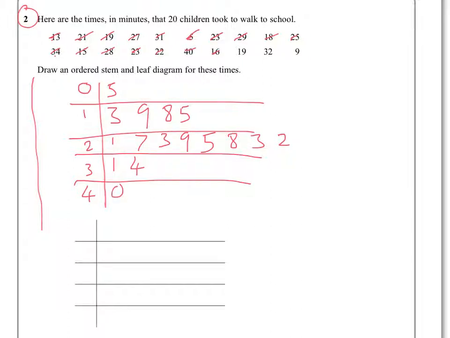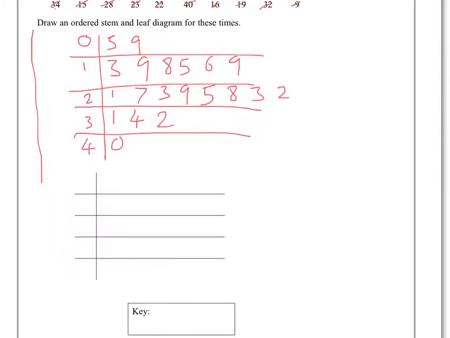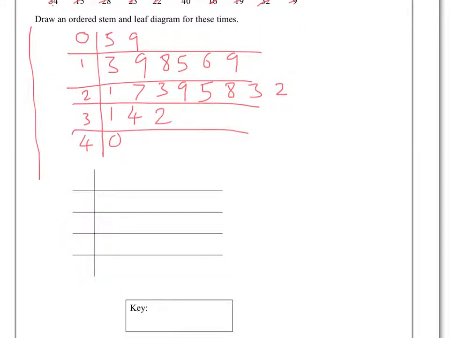40, 16. Now I'm trying to speak and do this at the same time, so it's possible I've made a mistake somewhere. Just check what I'm doing. Okay, so there we go. We've got that. That's 1 mark so far. Second mark we're about to get now by taking this and putting them in order. So 5 and 9 are already in order. So 3, 9, 8, 5, 6, 9. So that's going to be 3, 5, 6, 8, 9, 9.